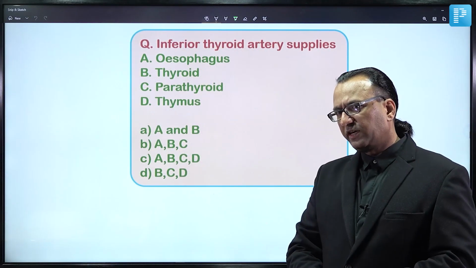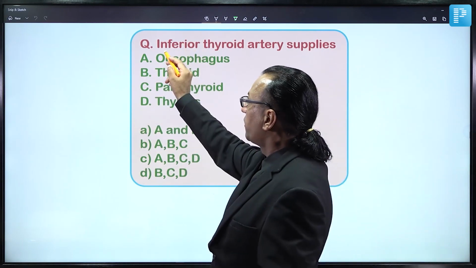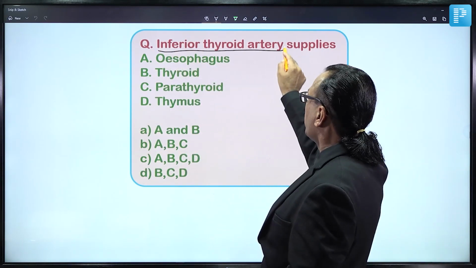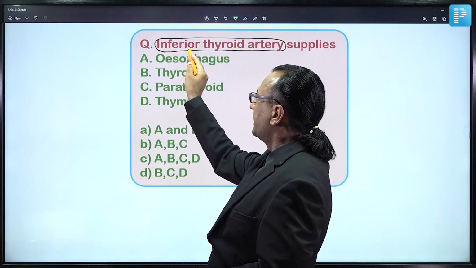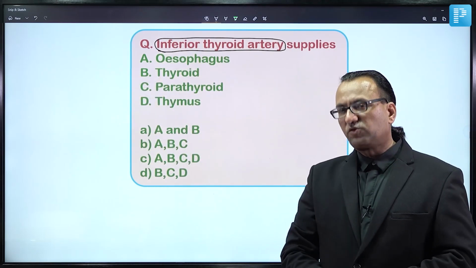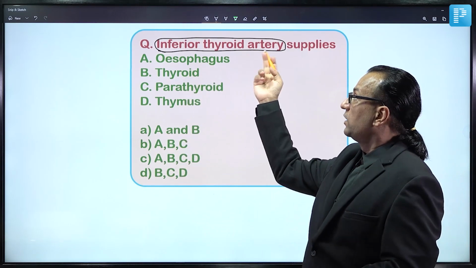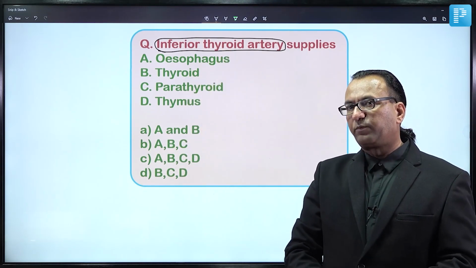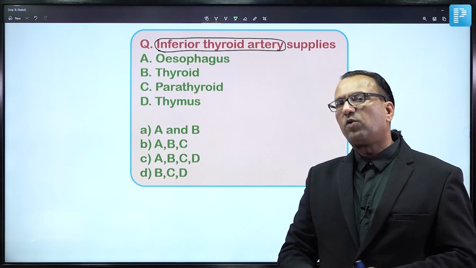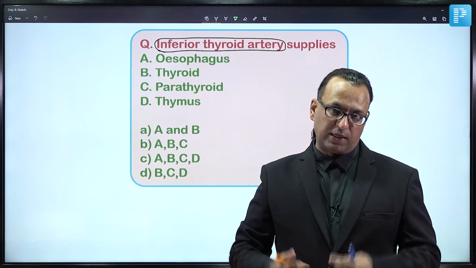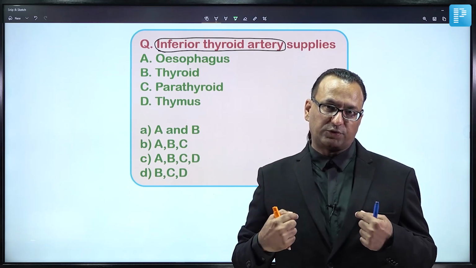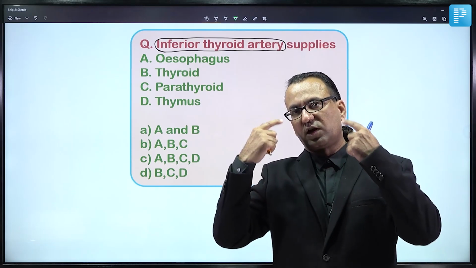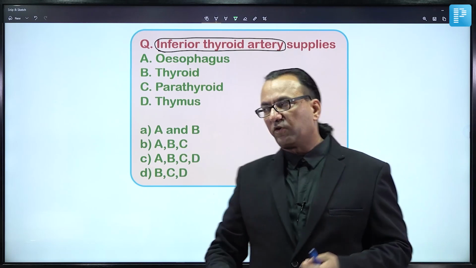The present question is on the inferior thyroid artery and asks which structures it is going to supply. The name suggests it obviously is going to supply the thyroid gland. Not only the thyroid gland, it also supplies the parathyroid gland lying posterior to the thyroid gland. Plus we know that it is going to supply the inferior portion of the esophagus as it is passing through the neck region, moving towards the thorax region.